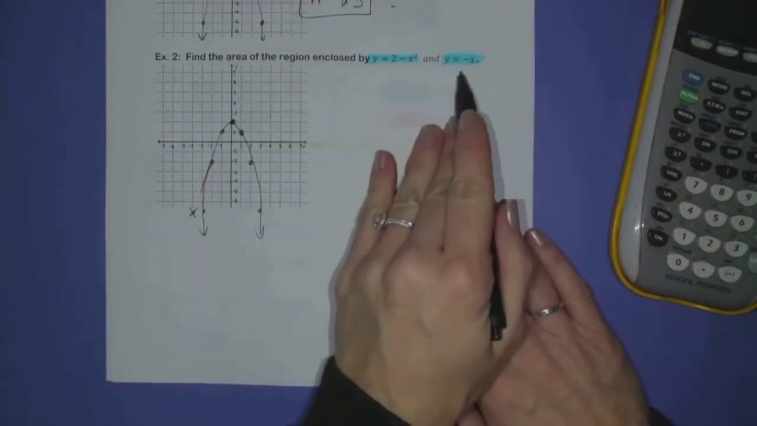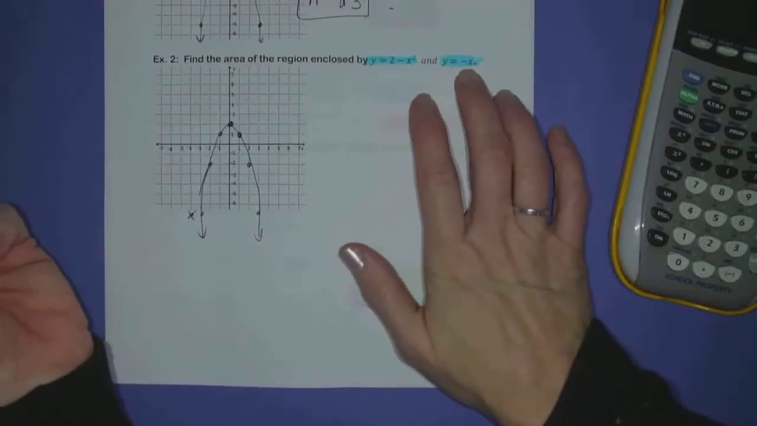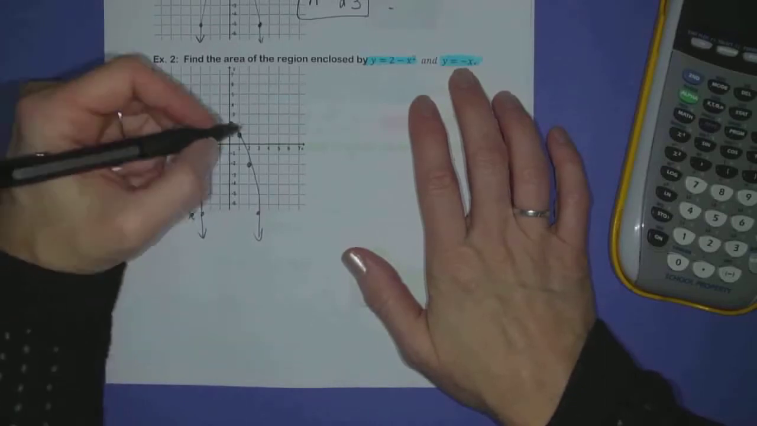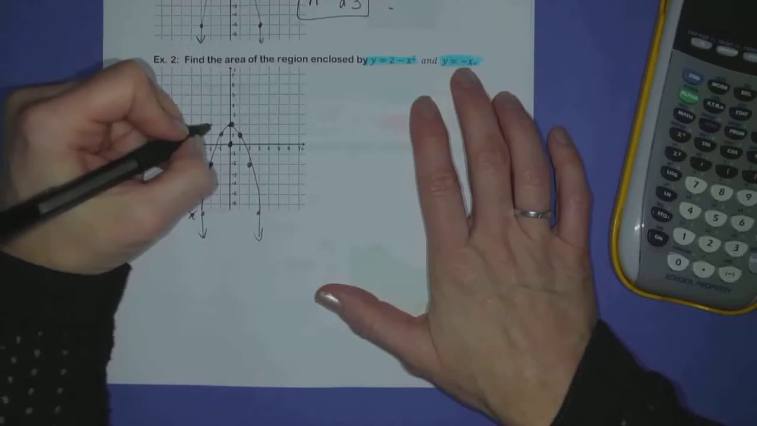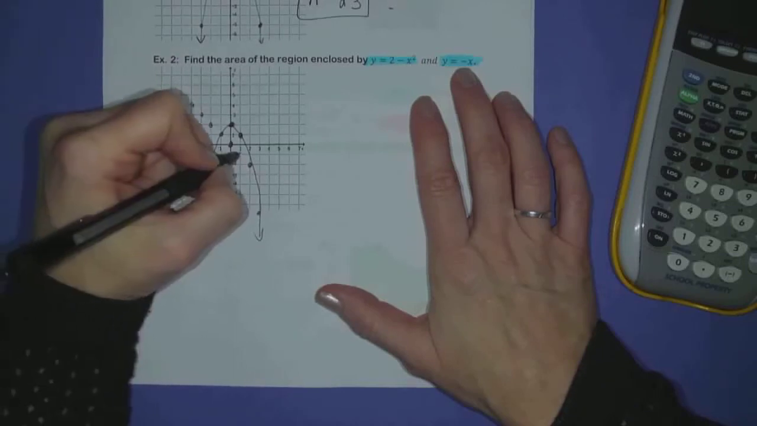Okay, my second equation, y equals -x. Well, that's just linear with the y-intercept at the origin and a slope of -1. So that's just going to kind of cruise this way and this way.